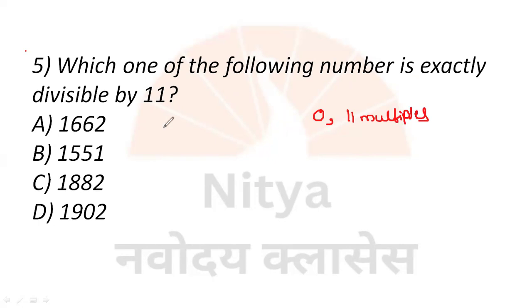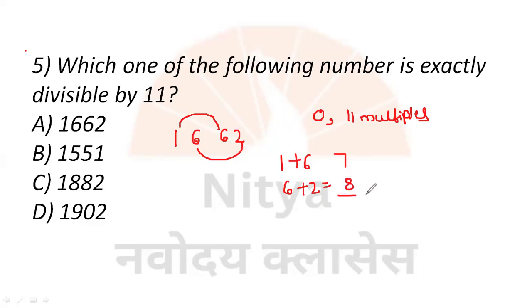So check 1662. Odd place values are 1 plus 6 and even place values are 6 plus 2. So 6 plus 1 is 7, 6 plus 2 is 8. So the difference between these is 1. So 1 is not divisible by 11. So option A is not our answer.